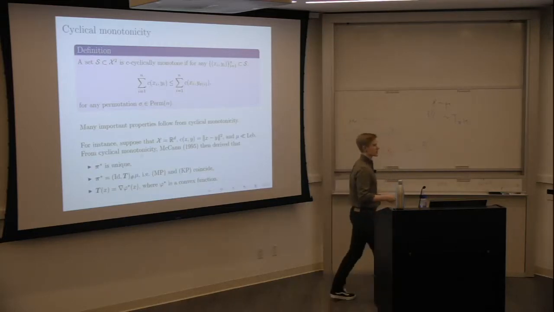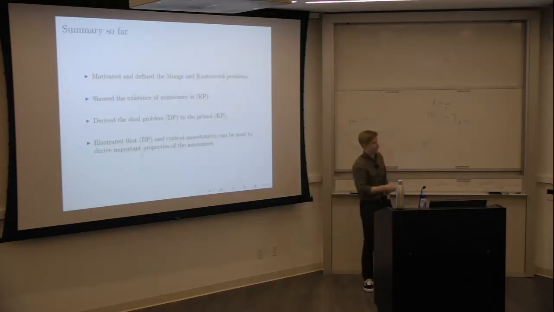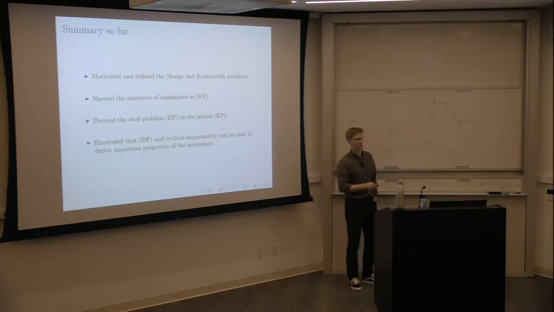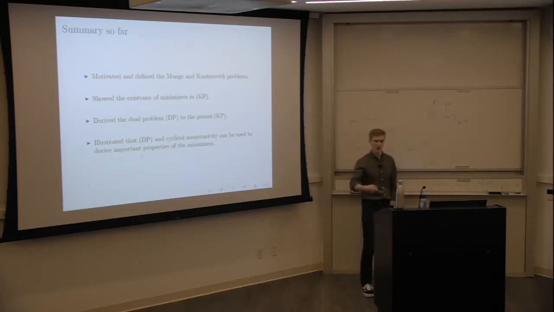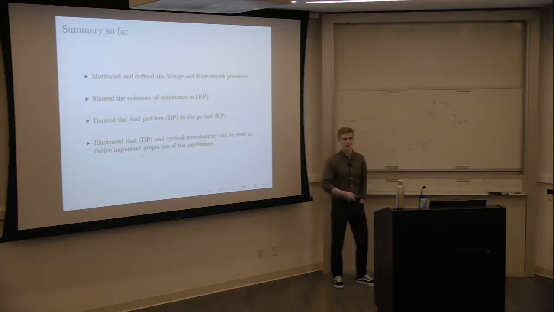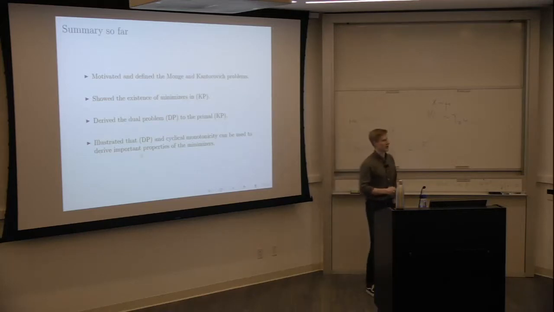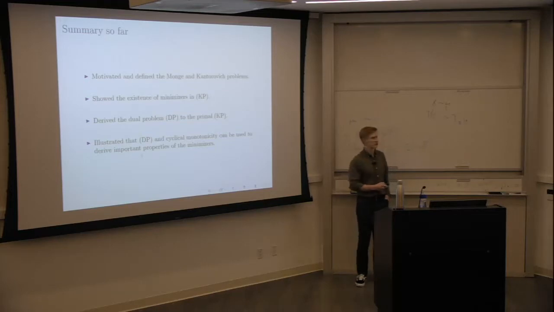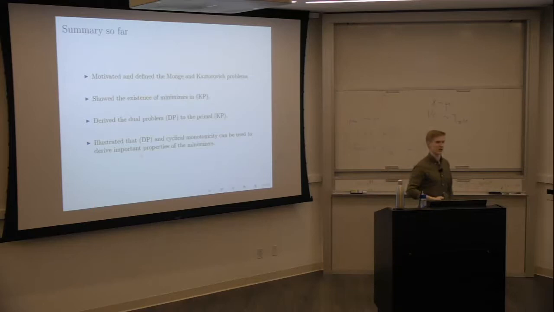Okay. So now we've gotten quite far from where we started, right? We defined the Monge and Kantorovich problems, motivating them from the respective problems that Monge and Kantorovich were faced with in their time periods. We showed the existence of minimizers. We derived the dual problem and showed that this dual problem, combined with some other properties, can be used to derive important features. It gives quite a thorough characterization of the solution to the Monge problem.